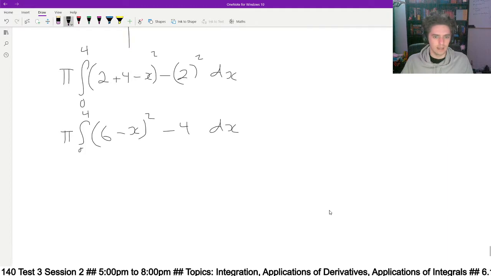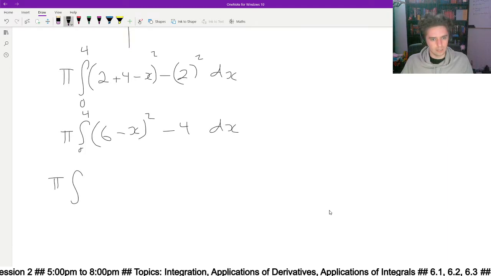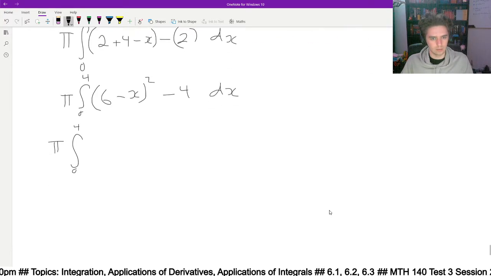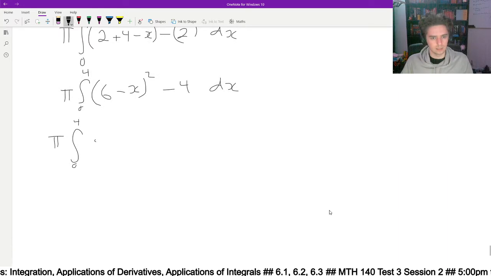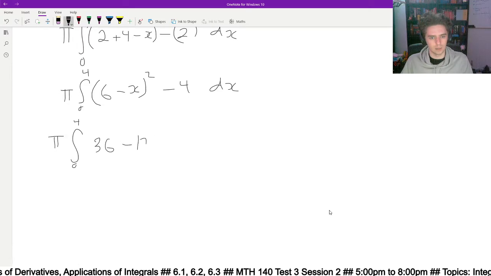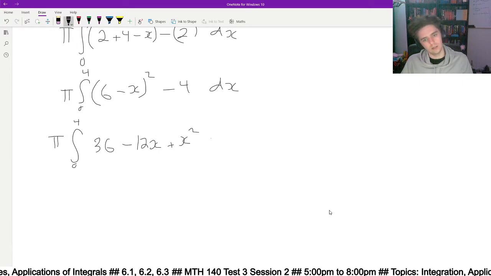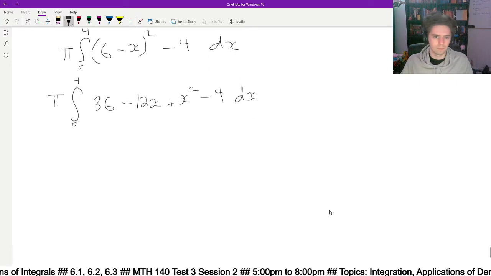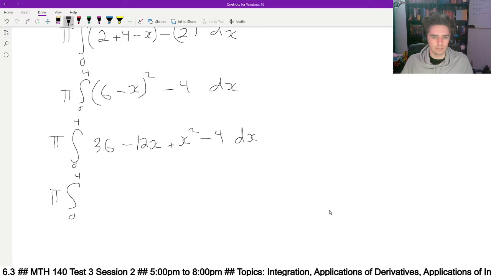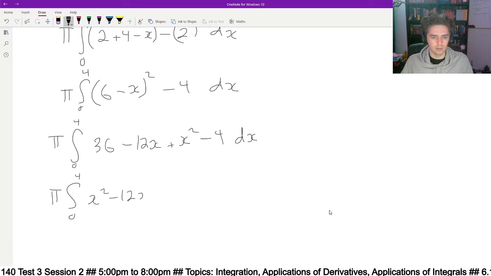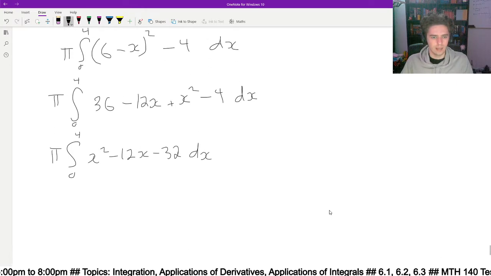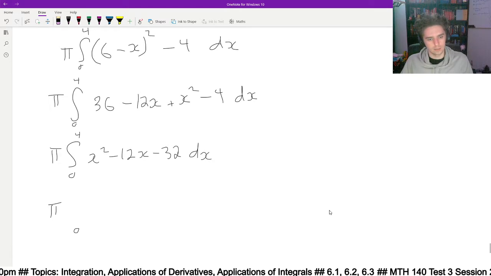That's right. And then I'm going to take this integral and expand it a little bit. So 6 times 6 is 36, minus 2 times 6x, so minus 12x, plus x squared, minus 4, dx. And then I'll just evaluate from 0 to 4. That's going to be x squared minus 12x plus 32 dx.